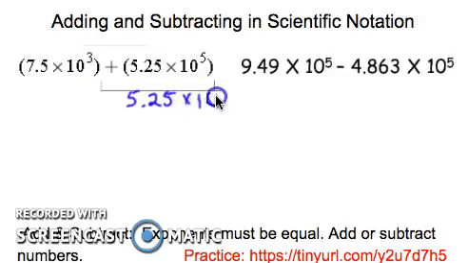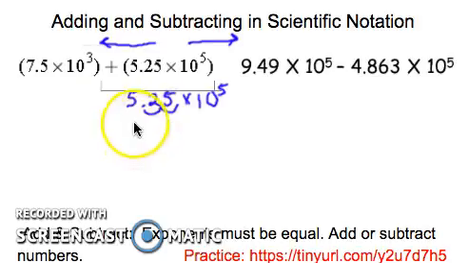But the way you do that is to move the decimal. Now you may remember that if we move the decimal to the left, it makes the number bigger. If you move the decimal to the right, it makes the number smaller. So we want to make this number smaller to a 5, so we move the decimal to the right. If we go one place, it's 52.5 times 10 to the fourth, but let's go two places, and it is 525 times 10 to the third.